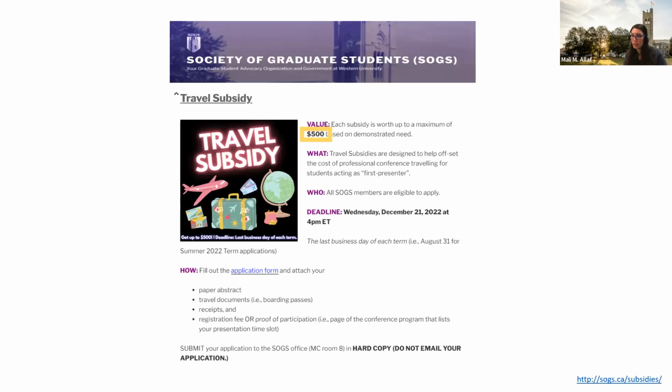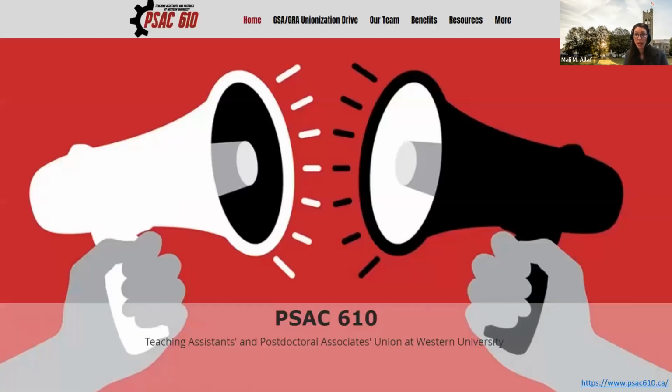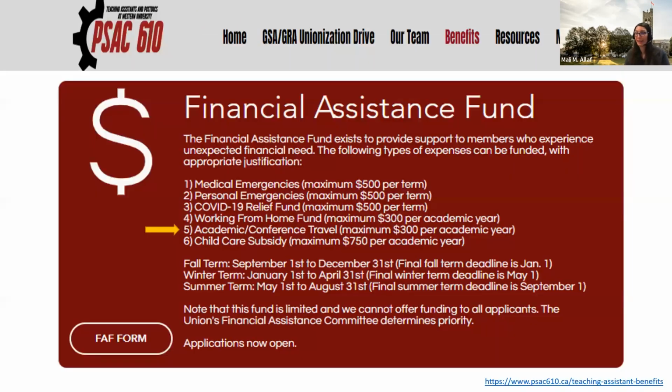Another source of funding that you can look into if you are planning to go to a conference is the Society of Graduate Students, or SOGS. They usually offer up to 500 travel subsidy that you can definitely look into and apply for. And if you are eligible, you can get that 500 from SOGS as well. PSAC, the Teaching Assistant and Postdoc Associate Union at Western, is another source of funding. They usually offer a maximum of 300 per academic year. Just consider that per academic year, you can only apply for up to 300.